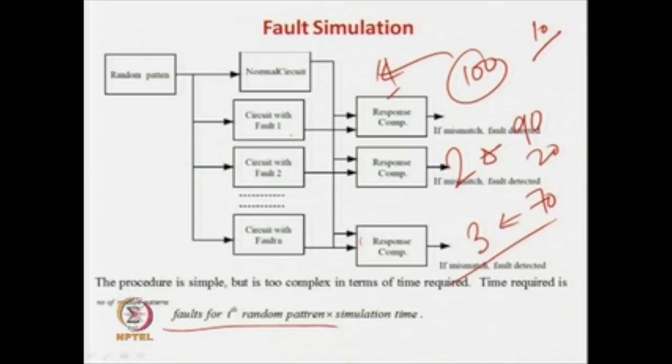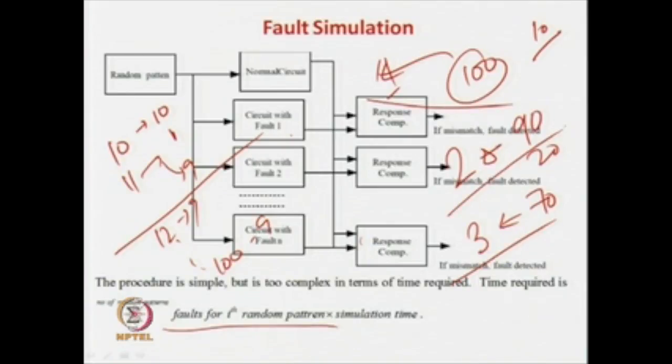Similarly, you go on, and say by the 10th pattern only 1 fault gets detected. Then for the 11th pattern, 9 faults have to be checked. For the 12th, 9 faults again, because this saturates. Say up to 100 patterns, 9 faults have to be tested. Generally we stop at this point because things have saturated. But you see, for the first pattern 100 faults have to be checked, for pattern 2, 90 faults have to be checked, and so on.